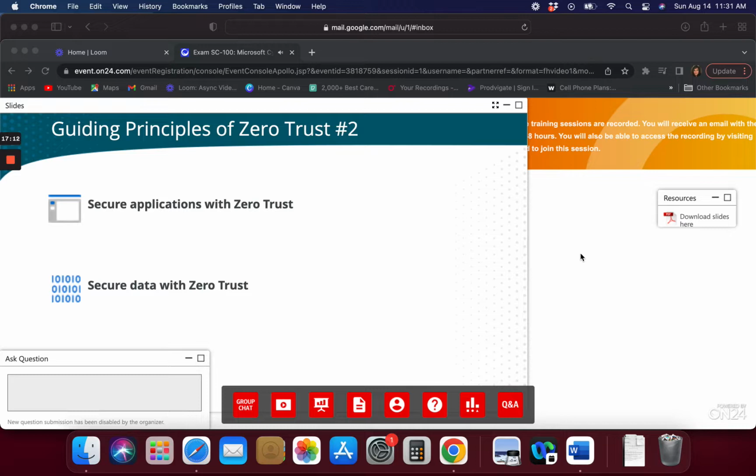Then comes secure data with Zero Trust. Ultimately, we need to protect our data, right? Where possible, data should remain safe, even if it leaves the devices, applications, infrastructure, and networks the organization controls. You need to classify, label, and encrypt data end-to-end, and of course, restrict access based on those attributes. This is data with Zero Trust.